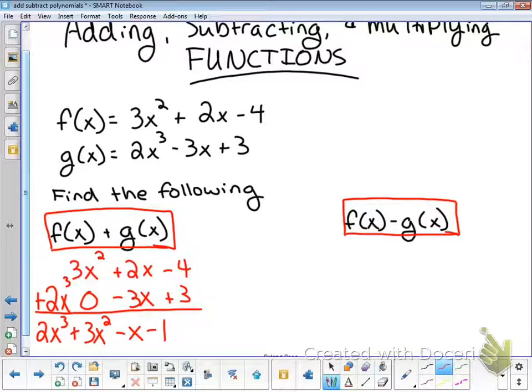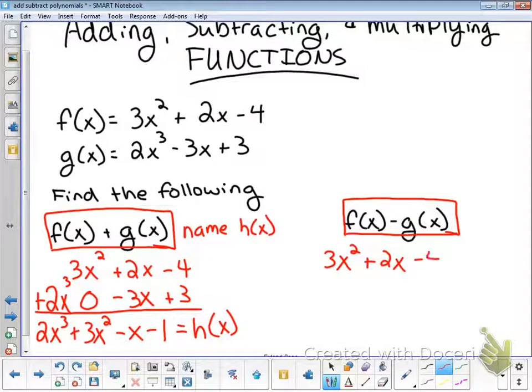Okay, now sometimes it'll say to name it h of x. So I simply say this is now h of x. Now, of course, you know that subtracting these is a little bit more complicated. We were doing it earlier in the week. So let's go ahead and get it over with. I'm subtracting f of x minus g of x. So f of x has to go first. So 3x squared plus 2x minus 4.